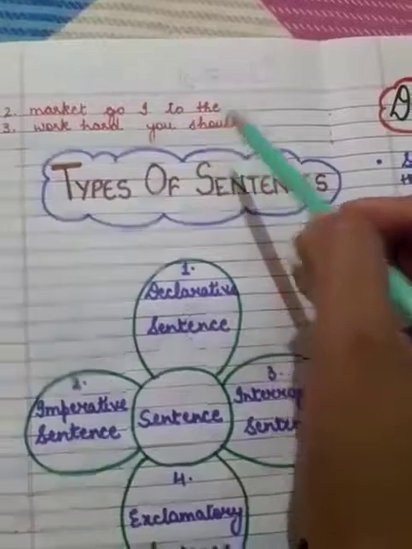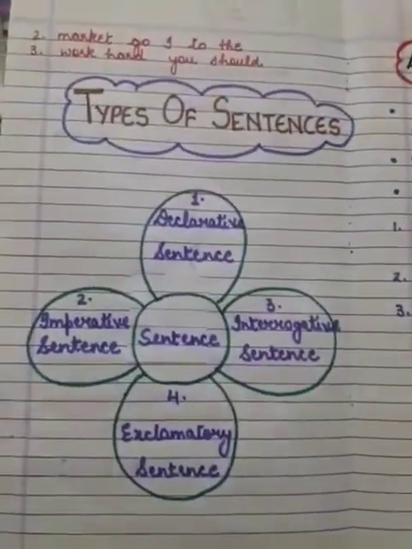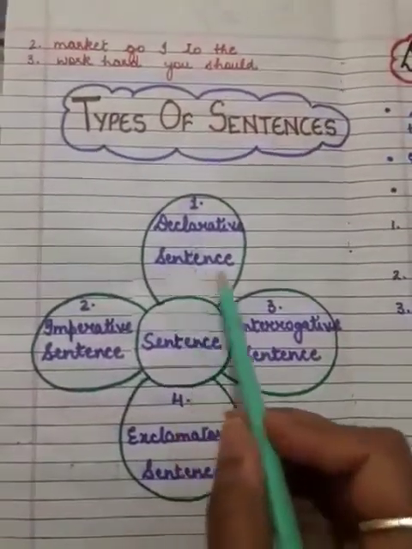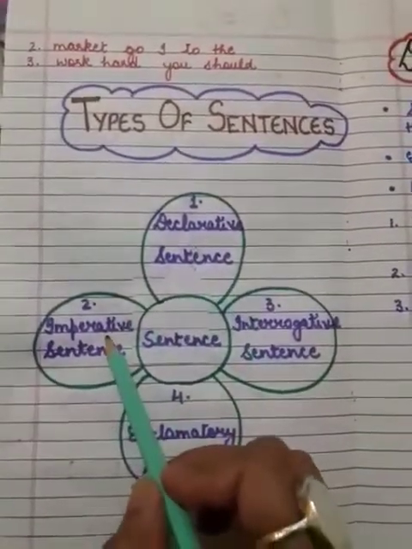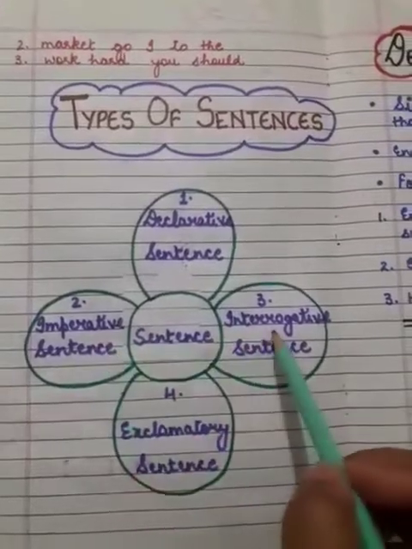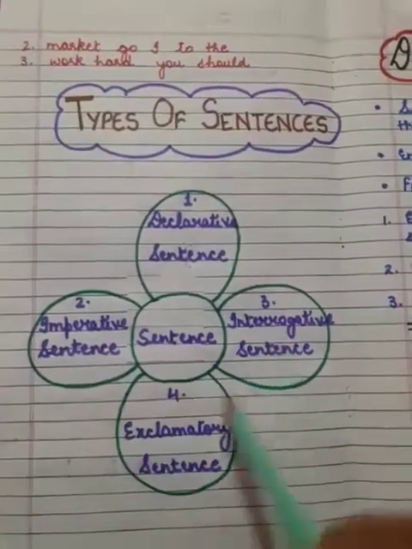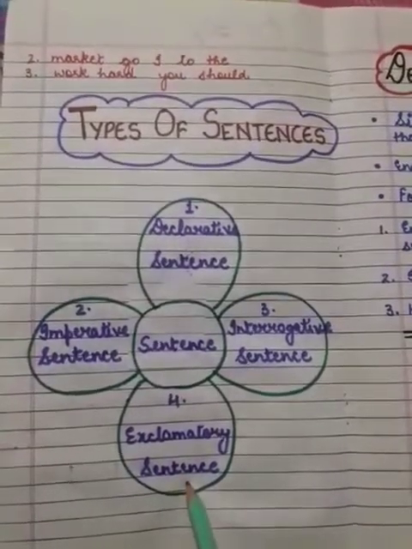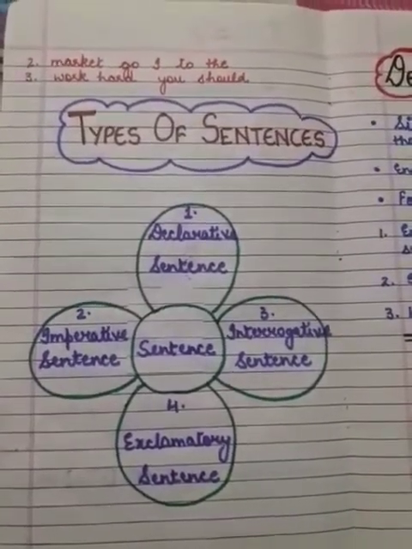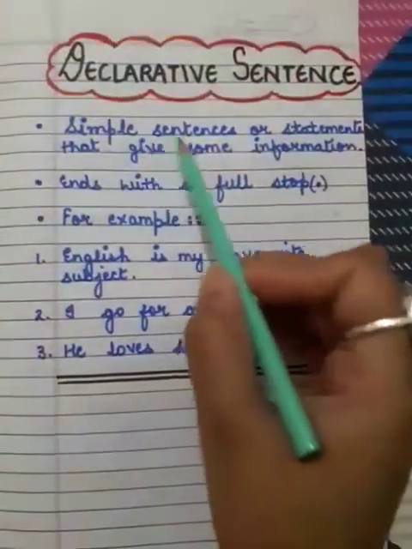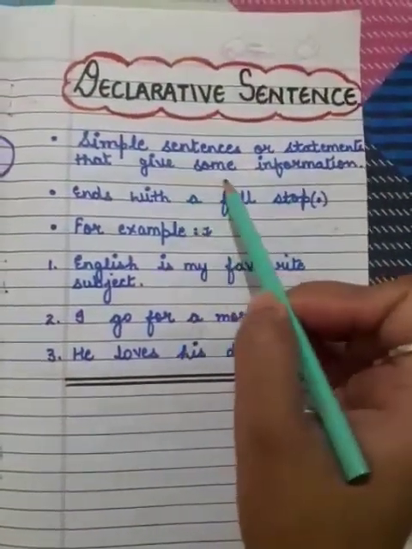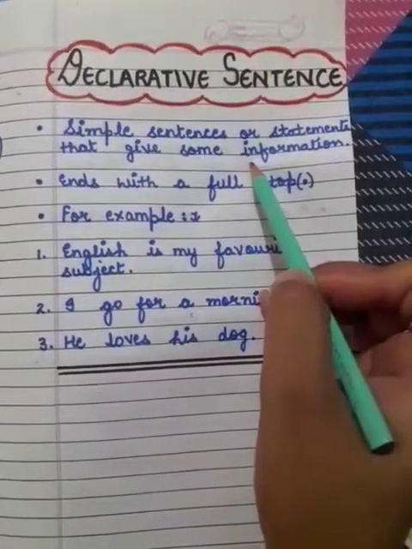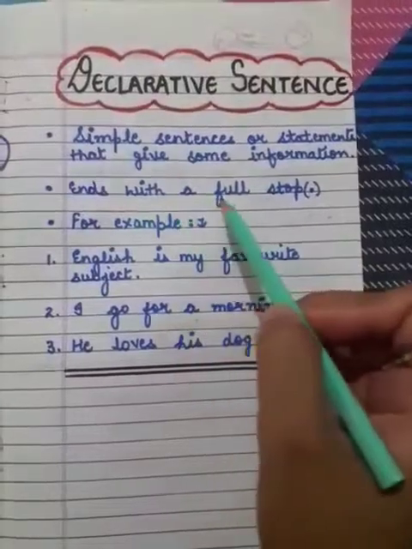Now let us study about types of sentences. Children, there are four types of sentences. Number 1, declarative sentences. Number 2, imperative sentences. Number 3, interrogative sentences. And number 4, exclamatory sentences. Let us study in detail about declarative sentences. The sentences that give us complete information about something or someone are declarative sentences. They end with a full stop.